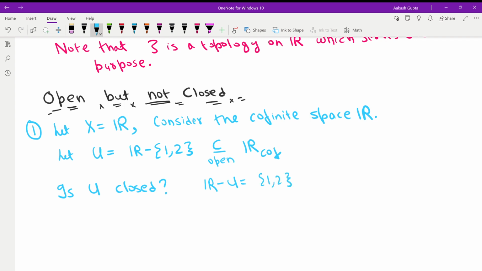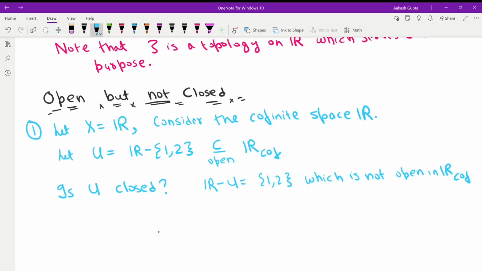The set {1, 2}. And see, what is the complement of {1, 2}? It's an infinite set, right? So {1, 2} is not open, because this is a finite set of R and its complement would be an infinite set. So this cannot be an open set in R along with cofinite topology.